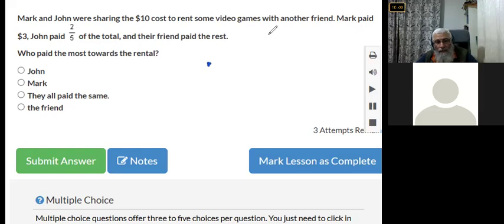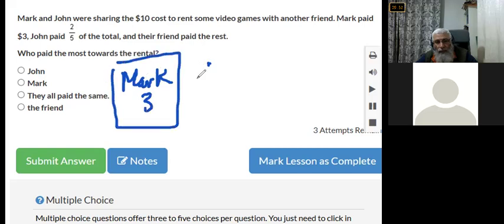It'll be the friend, because Mark paid 3, correct? And John paid what? 2 over 5 of the total, which is 2 over 5 multiplied by 10, correct? What is 2 over 5 multiplied by 10?